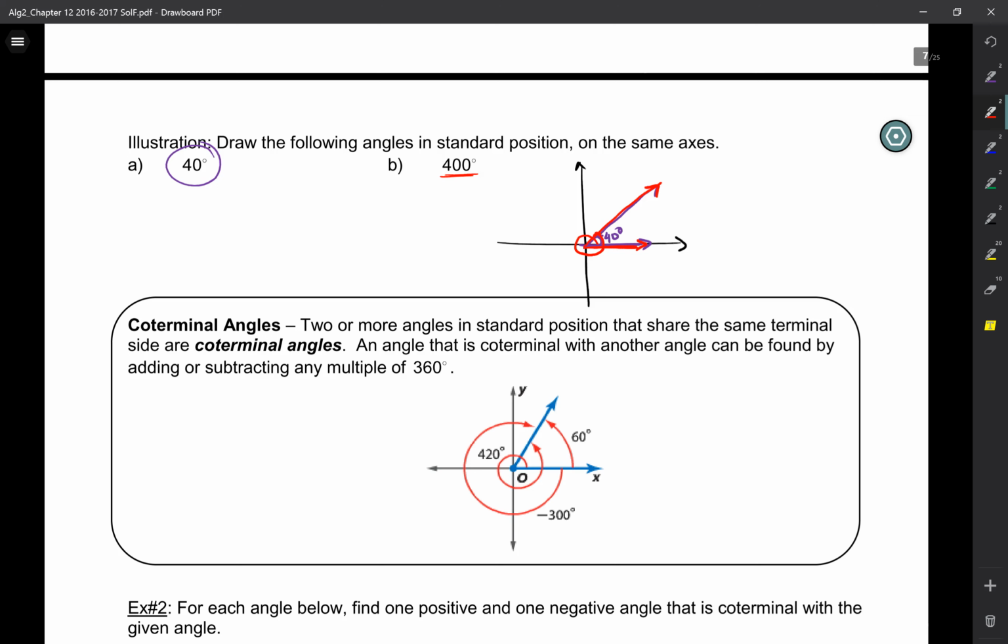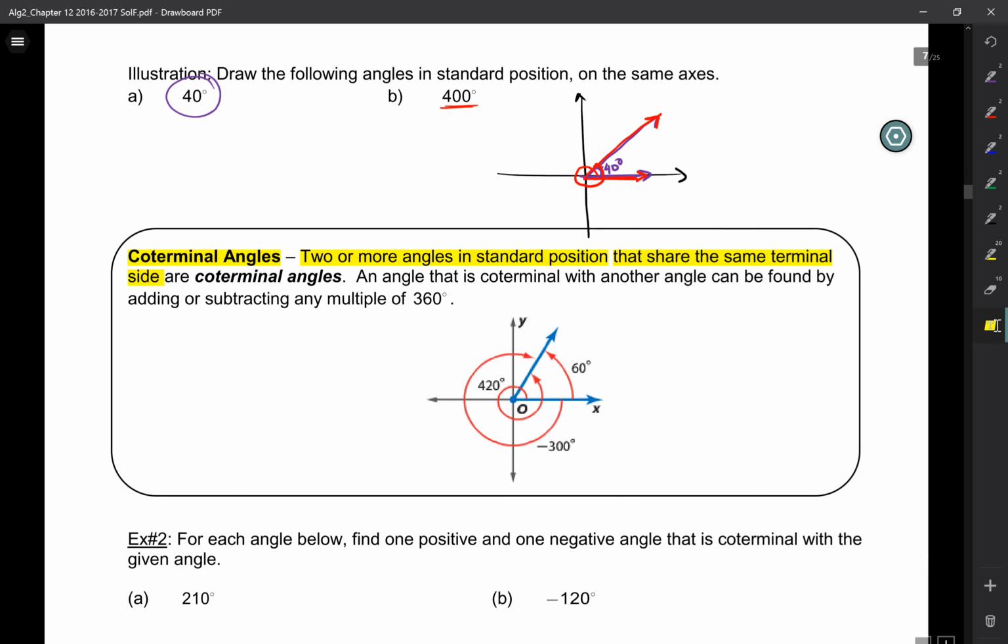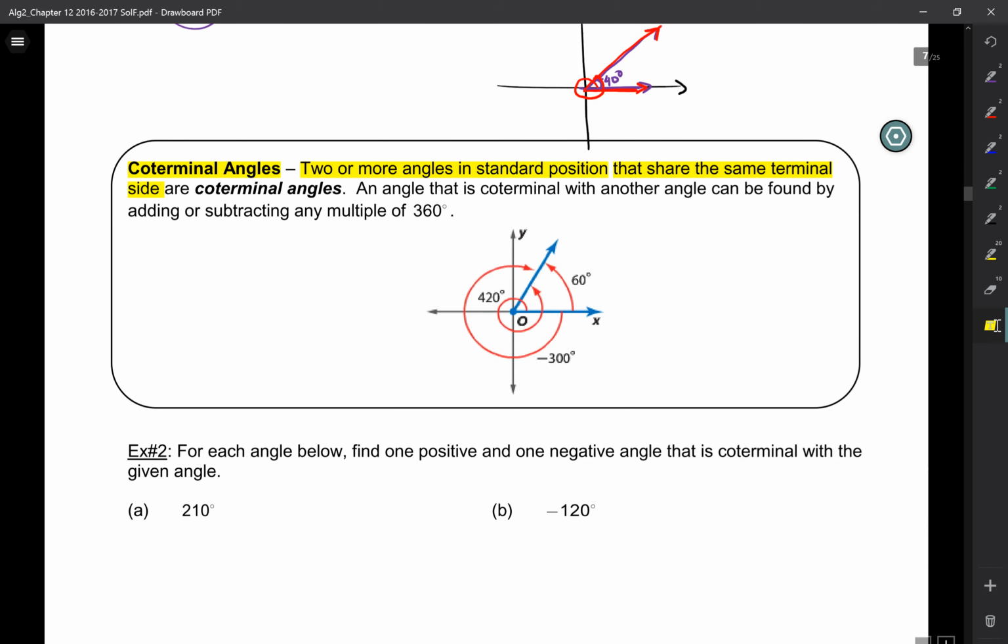It's always along the x-axis. But when the angles have the same terminal side as well, we call them coterminal angles. Coterminal angles are two or more angles in standard position that share the same terminal side. Now, how do we find coterminal angles? We find coterminal angles by adding or subtracting any multiple of 360.